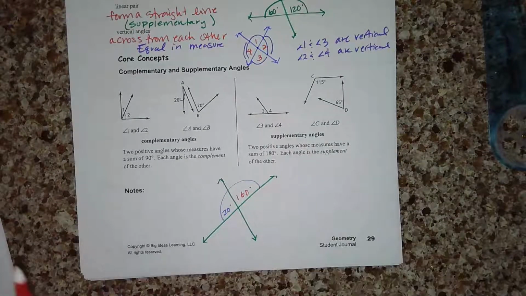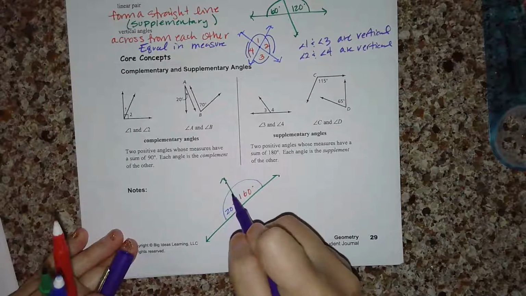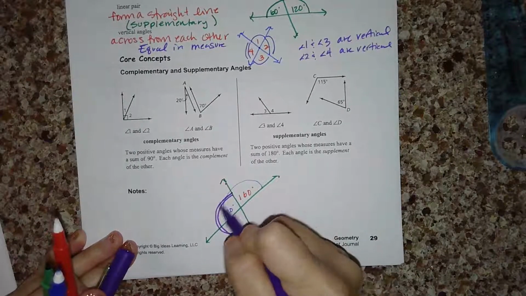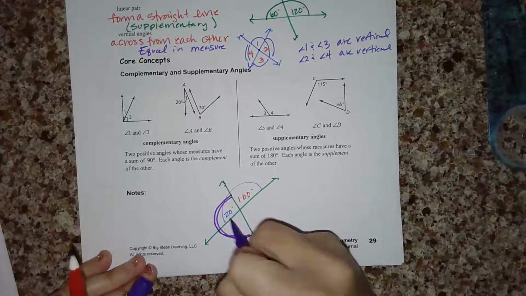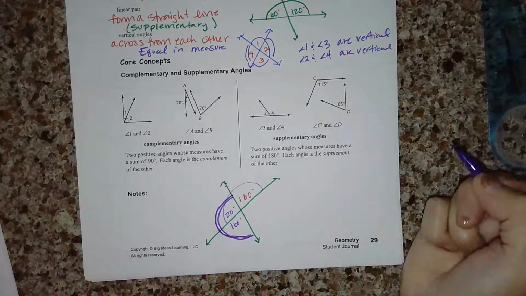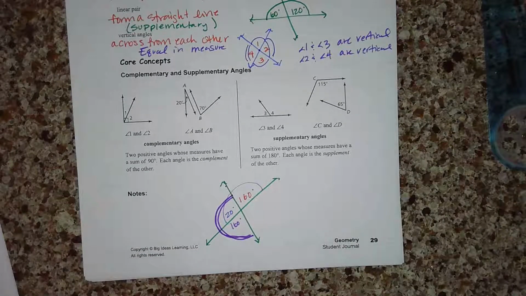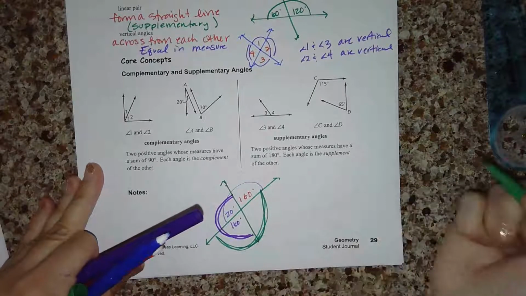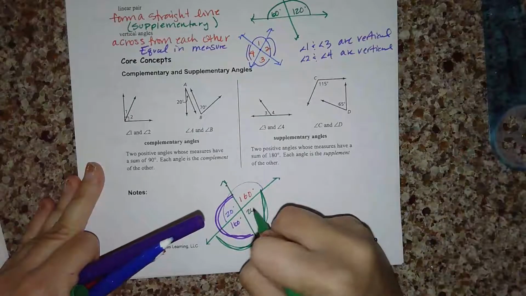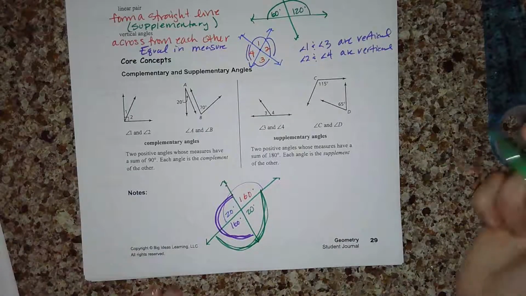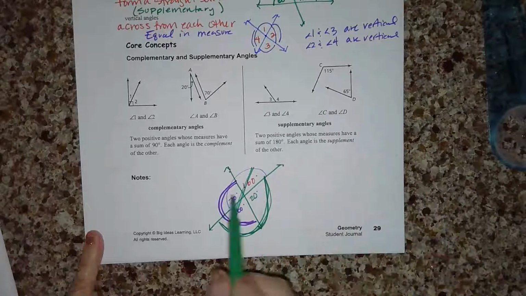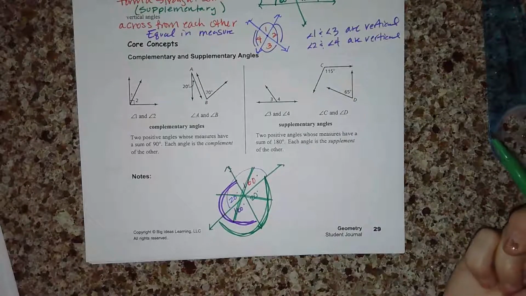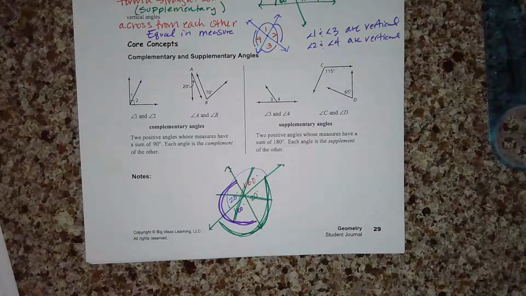Well, if that's true, then this angle plus this angle also forms a line, right? So that means 20 plus 160 have to add up to 180. And if you can see where I'm going with this, this angle and this angle have to add up to 180 degrees because they also form a line. So if we look at our picture, angles that are across from each other are exactly the same. And that's how we know that vertical angles are always going to be congruent.